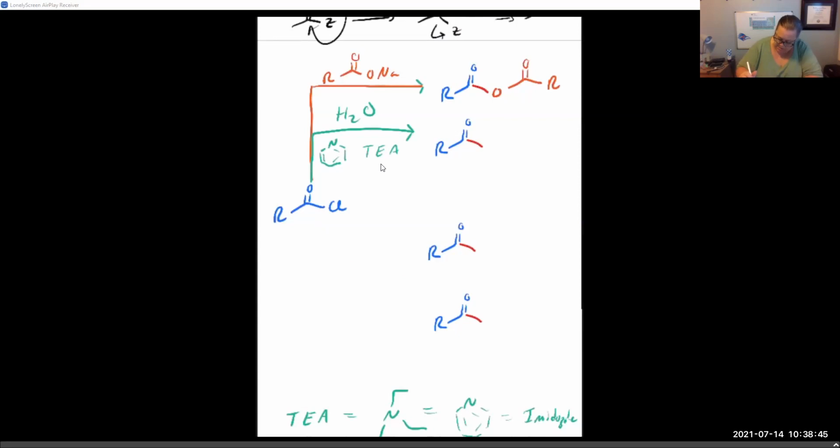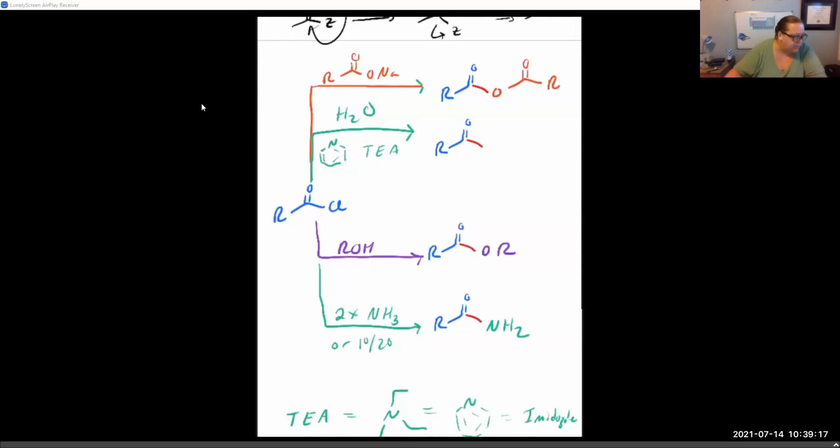ROH, which would give you, of course, an ester. And of course, we could also take 2 times an amine or ammonia, primary or secondary amine. We need a secondary or a primary because we have to do a deprotonation step here. And that would give you that.